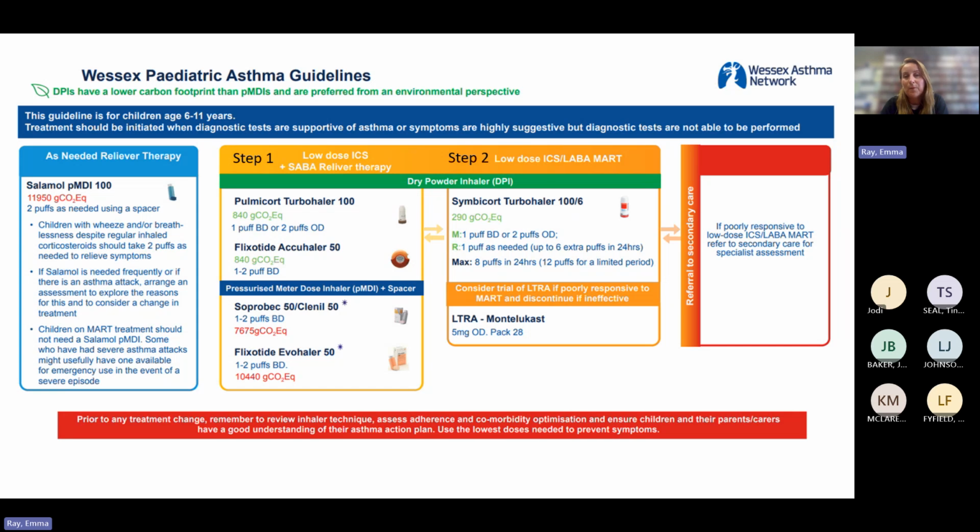So it's a low dose Symbicort that you would use as MART. So your usual regimes there, so 1 puff BD or 2 puffs once a day, up to 8 times a day, and you can use it in an emergency. Montelukast is on there as well if you think that would be useful. And if they're poorly controlled after this, you would refer into secondary care for a review. So you're always aiming for no symptoms in asthma. And that should be the message we're giving to our patients and families.